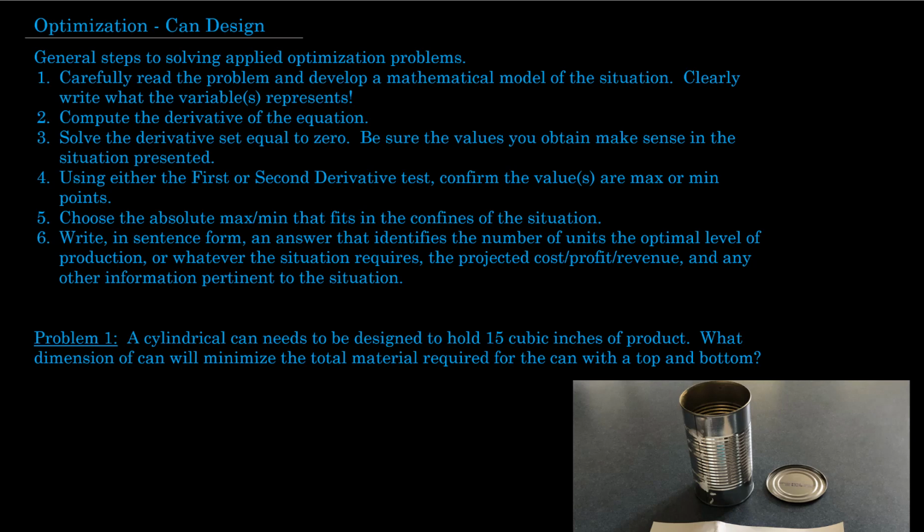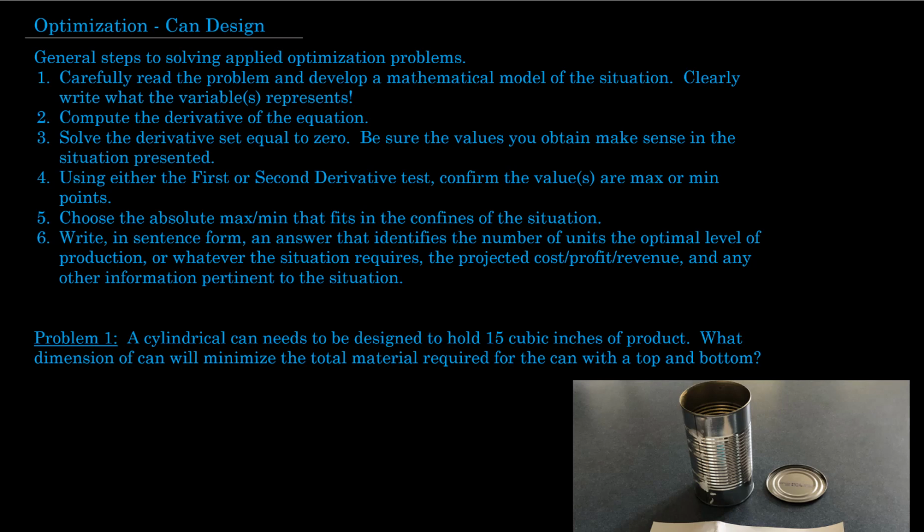What we're going to look at in this particular problem is how do you go about designing a can that will reduce the amount of material required for the can. We're going to continue keeping in mind the general steps to solving an applied optimization problem. Those steps are outlined here.